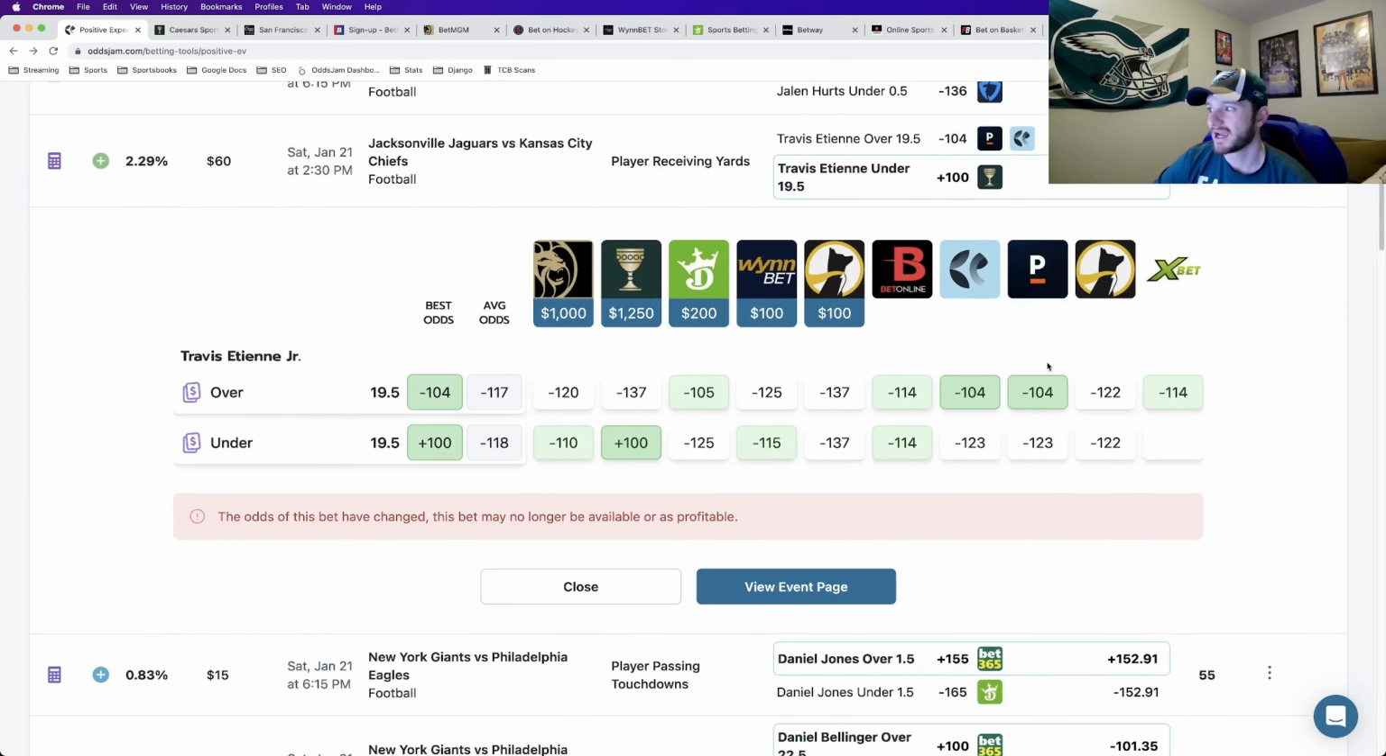I like this one. Pinnacle, which is the sharpest sports book in the world, prices this at minus 123. The other side of it, the over, at minus 104. So they're heavily favoring this going under, as is DraftKings. And then BetOnline has it basically 50-50.